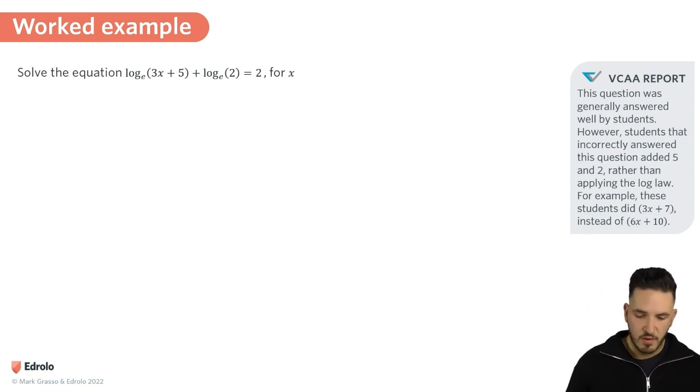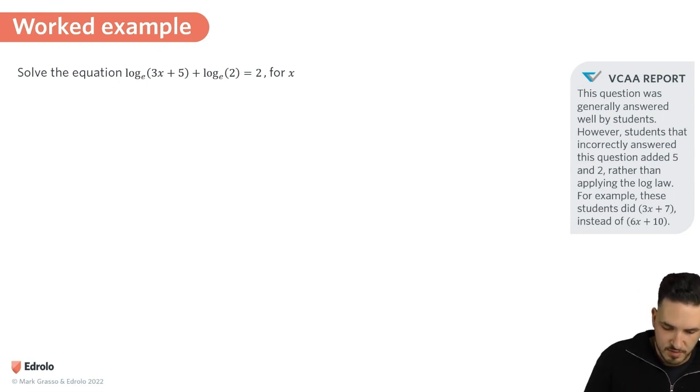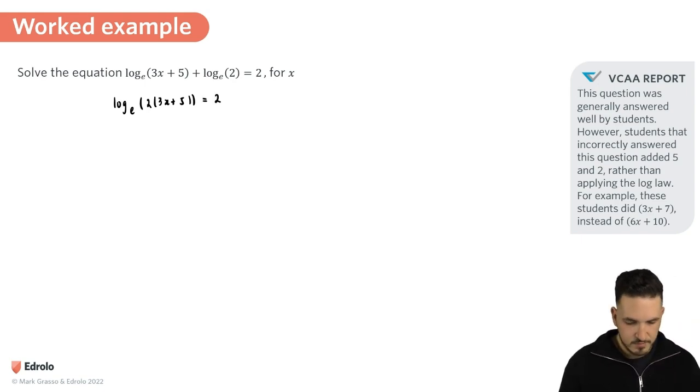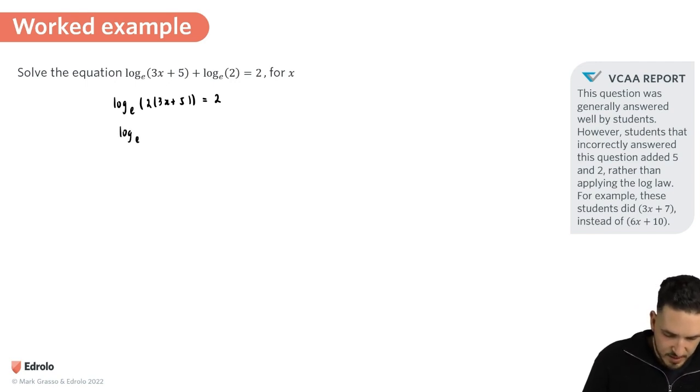So as we mentioned before, when you're solving logarithmic equations, you want to simplify as much as you can first before converting to an exponential form. In this instance, when we're adding logarithms, we want to multiply the inside. So it's going to become log e of 3x plus 5 times 2 equals 2. And then now let's expand those brackets. So it's going to become log e of 6x plus 10 equals 2.